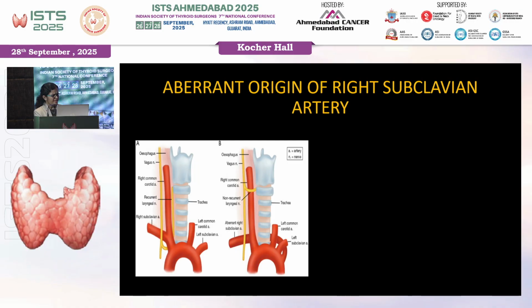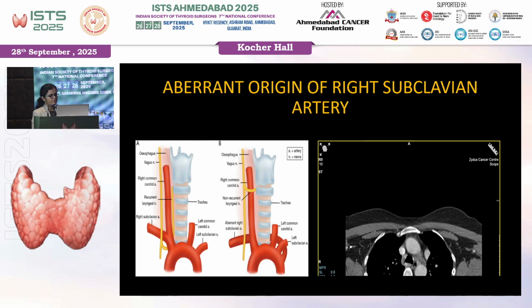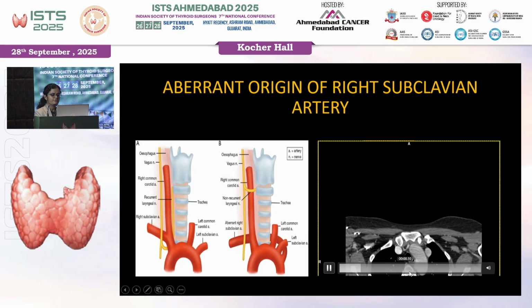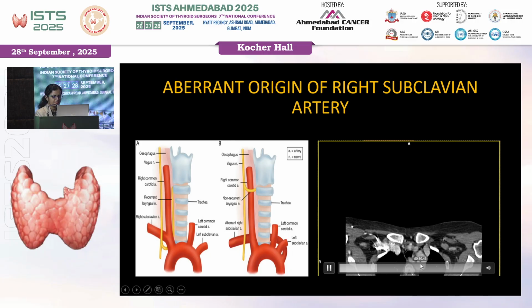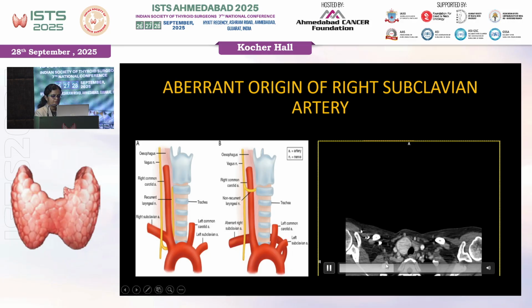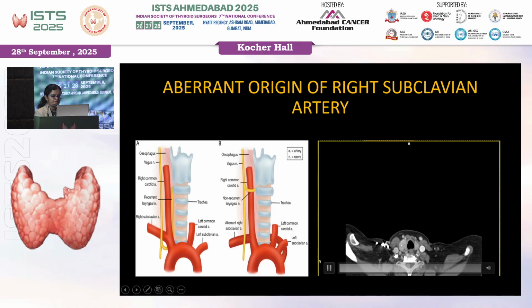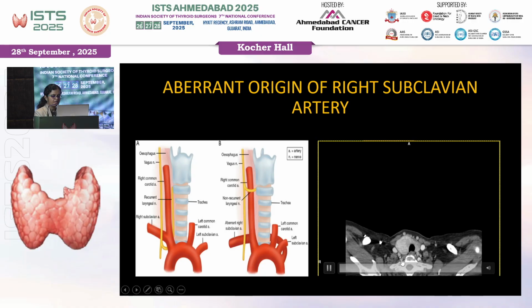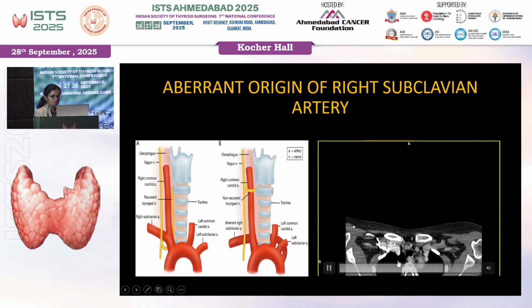So if this is not identified, there are higher chances of the nerve being injured during the surgery. So this is the short video I would like to demonstrate. All of you must have seen it at least once, that this is the aberrant origin of the right subclavian artery, and this is the common carotid artery. We cannot identify the junction of this.